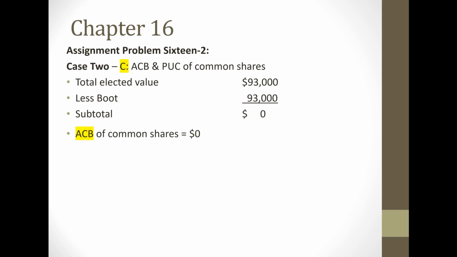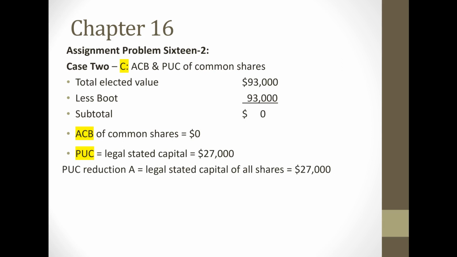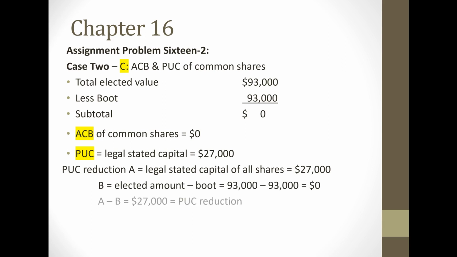Now, with respect to the PUC, we start off with the legal stated capital, which is the fair market value of the common shares, which is $27,000. Then we have to figure out what is the PUC reduction. Well, the PUC reduction is A, which is $27,000, minus B, which is 0. So the PUC reduction is going to be $27,000. Now, once again, we don't have to worry about the C over A because we only have one type of share. So the total PUC reduction is going to be $27,000.